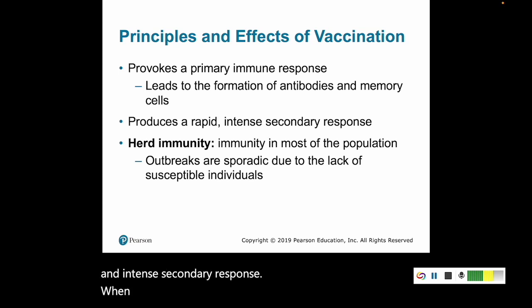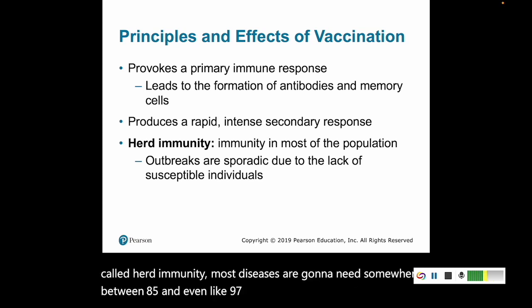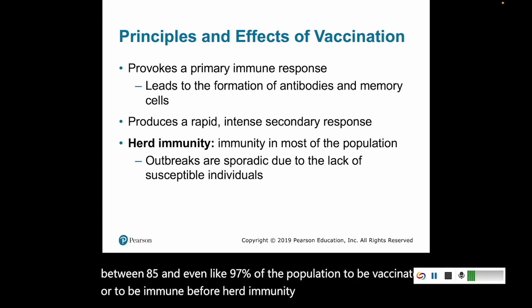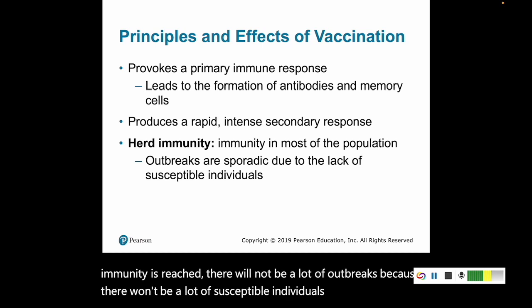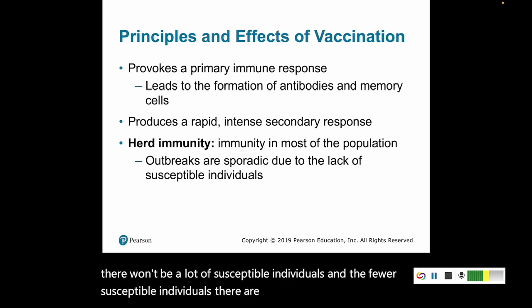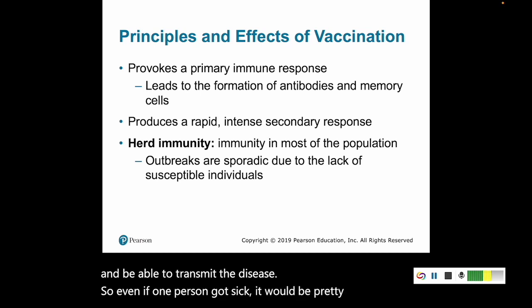When most of the population is immune to something, that's called herd immunity. Most diseases are going to need somewhere between 85 and even 97% of the population to be vaccinated or immune before herd immunity is reached. But once herd immunity is reached, there will not be a lot of outbreaks because there won't be a lot of susceptible individuals. And the fewer susceptible individuals there are, the less likely someone can get sick, but also the less likely that they'll interact with each other and be able to transmit the disease. So even if one person got sick, it would be pretty limiting who they could spread it to.